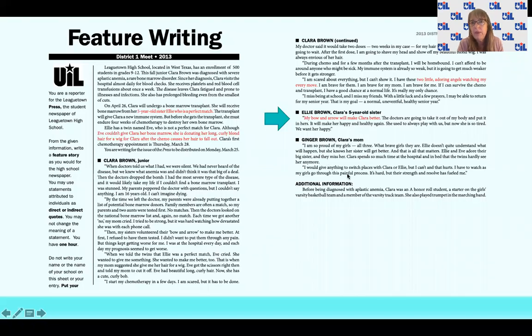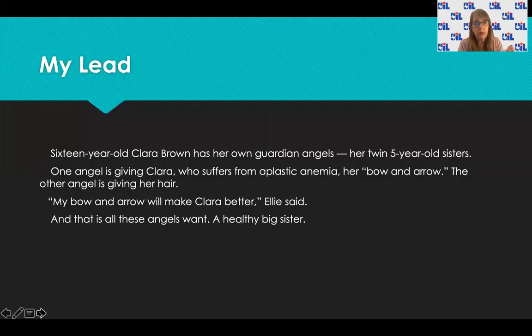The mom saying, "I would give anything to switch places." I think that's a powerful quote. All of those things are really, really powerful that you could write your lead around. I also like the quote from Clara Brown at the bottom. It says, "I'm scared, but it has to be done." That's a really powerful quote to wrap your lead around. So there are many options here, but this is the lead that I went with.